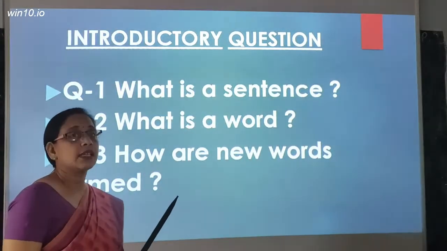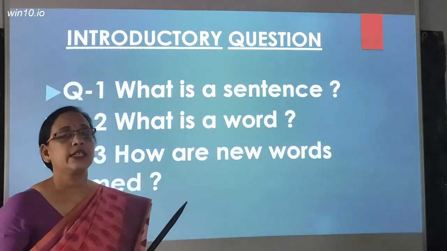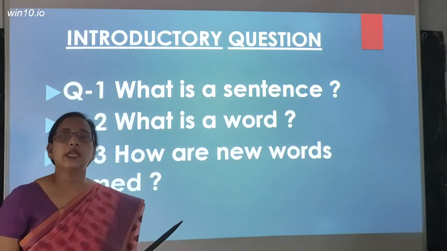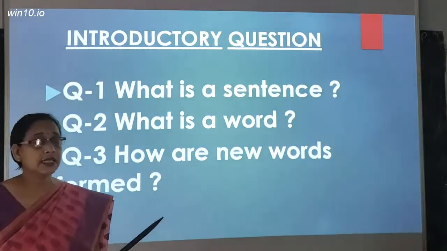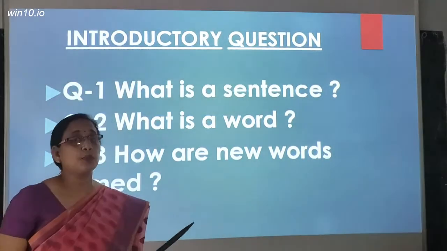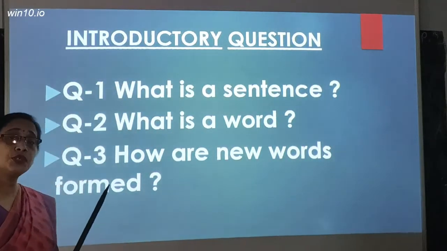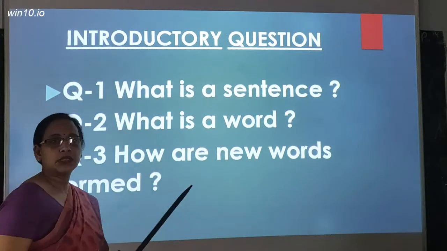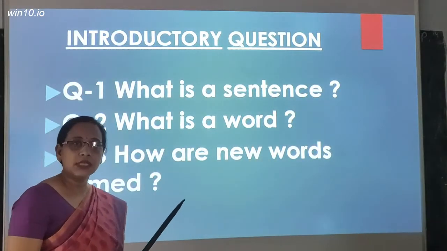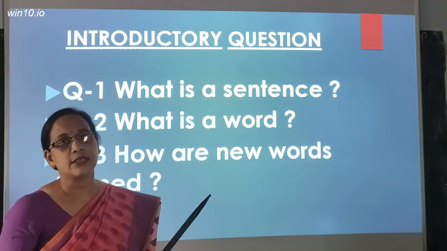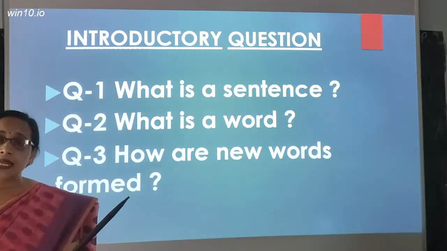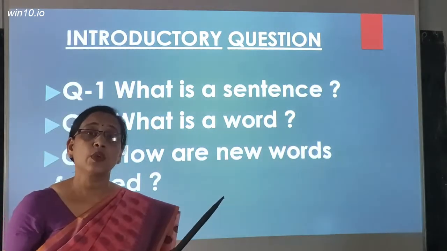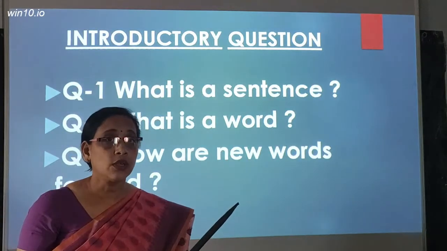A sentence is a group of words that are put together to make complete sense in itself. So what is a sentence? A sentence is a group of words. Then the question is, what is a word? A word is a group of letters that has meaning when spoken or written.